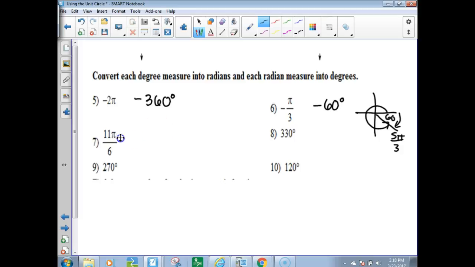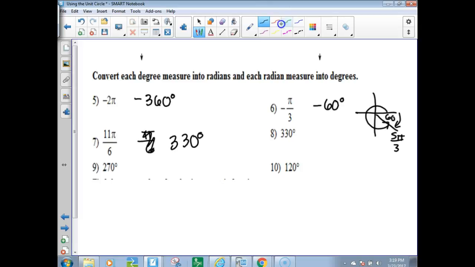11 pi over 6 would have a reference of pi over 6. Oh, what was I supposed to be doing here? I need to get back to degrees. This would be negative 60. No, it is negative 60. That's fine. This one I've got to fix. I was thinking reference angle again. So 11 pi over 6, isn't that just 30 degrees down from there? That would be 330.